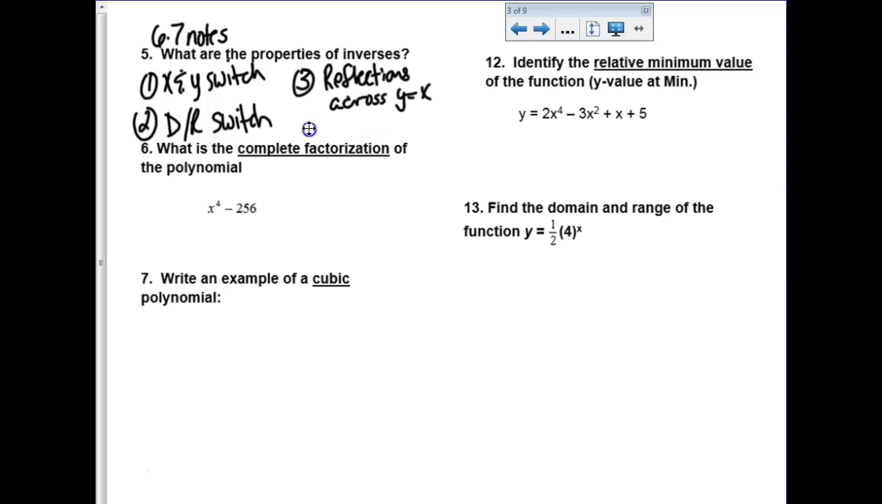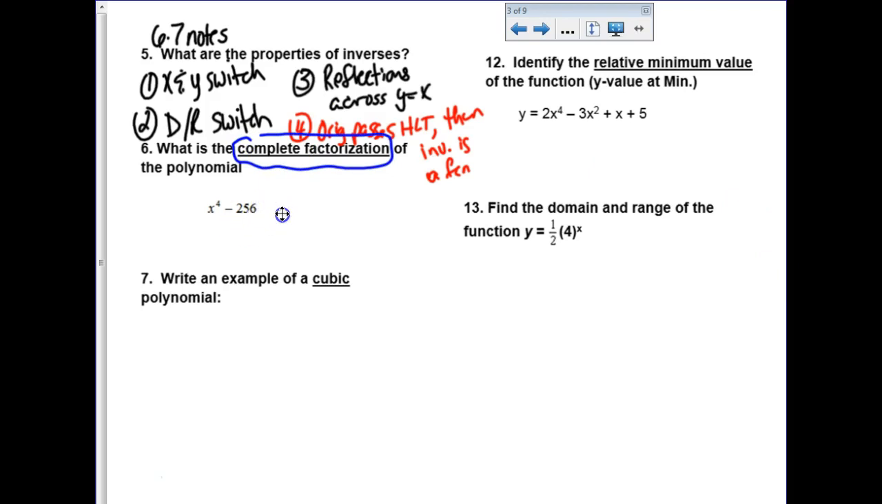And then another property that we discussed kind of after the fact was that if the original function passes the horizontal line test, then the inverse is a function. The reason for that, remember, was if the original passes the horizontal line test, that means the inverse would pass the vertical line test, and that's why it's a function. Alright, so be ready to be able to come up with any of those as being true properties of inverses, or maybe multiple ones.